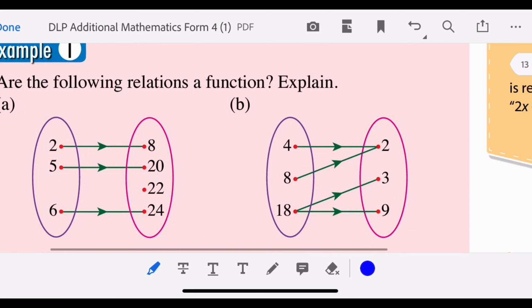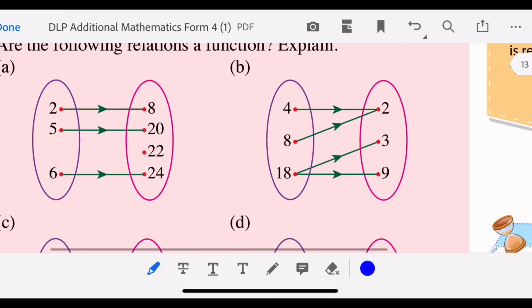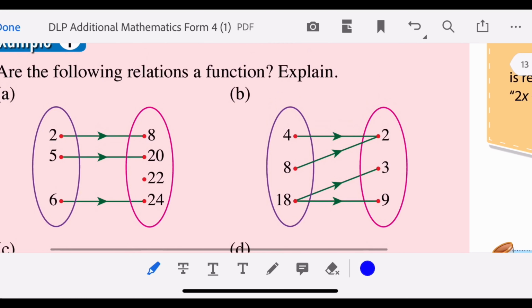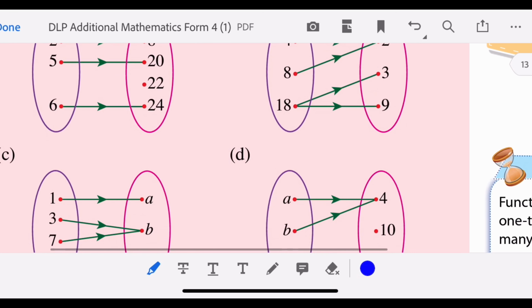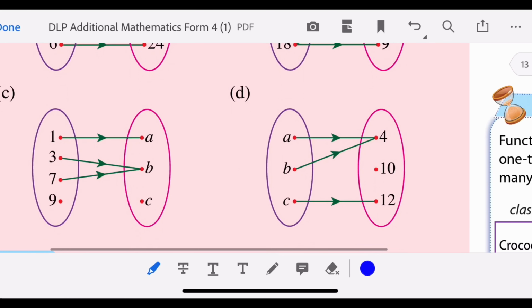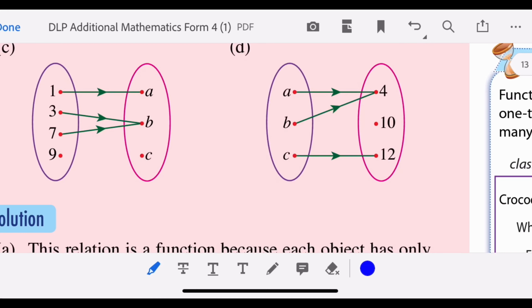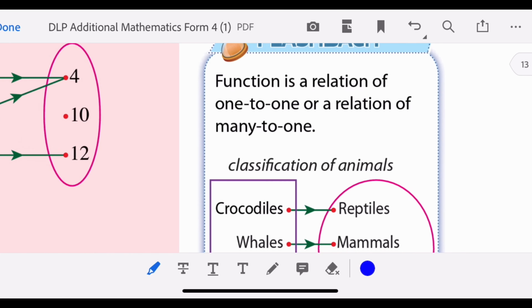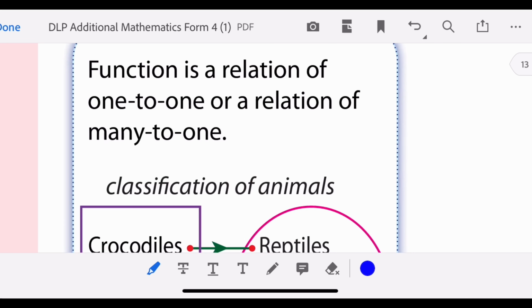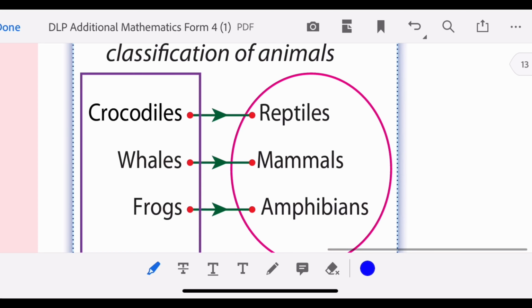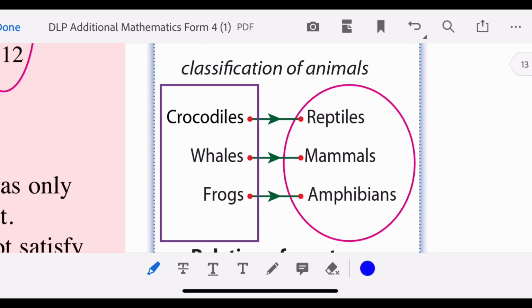So this is the example. I'll give you an example and you can try to answer. Are the following relations a function? Explain your answer. I'll give you a few questions so you can go through. A function is a relation of 1 to 1 or a relation of many to 1. This is very important, please highlight. Many to 1 or 1 to 1.